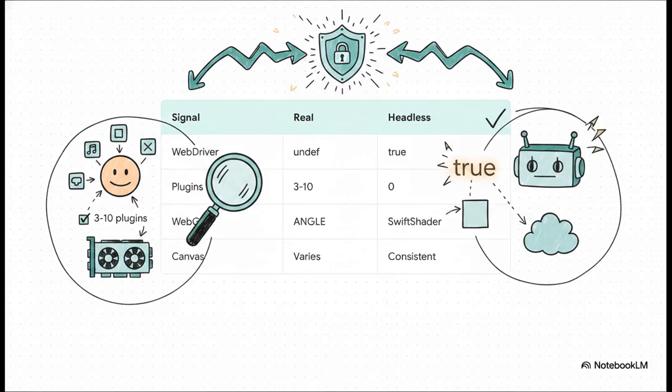Look at the data here. In a normal Chrome browser, a property called navigator.webdriver is undefined, but in a default headless Chrome setup, it broadcasts as true. It is literally shouting, "Hey, I'm an automated script." Plus, real users usually have a few plugins installed, automated setups usually have zero. These are the obvious tells that make spotting default automation incredibly easy.